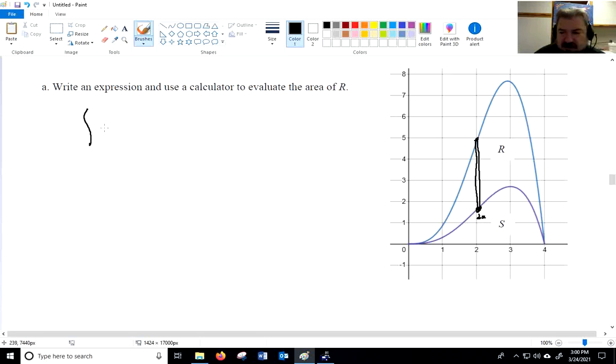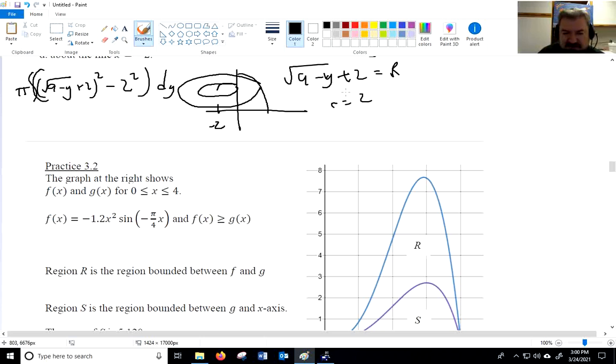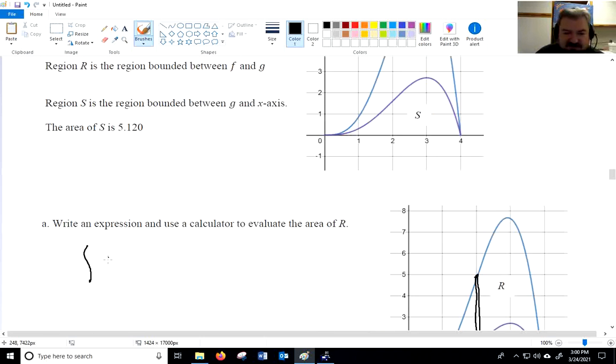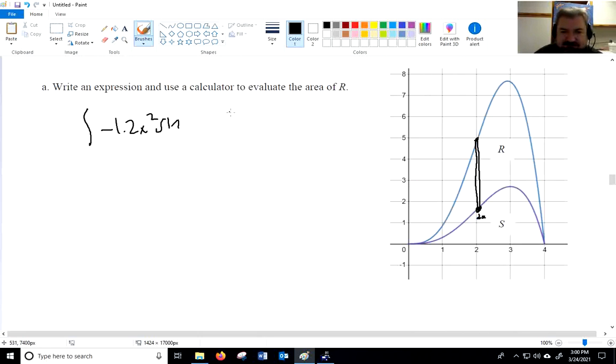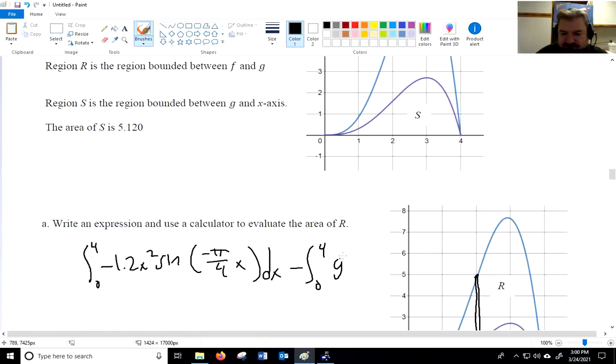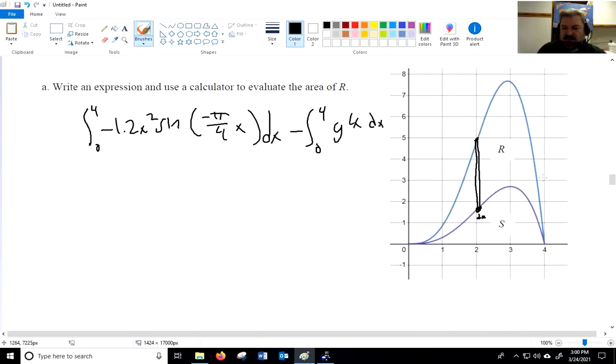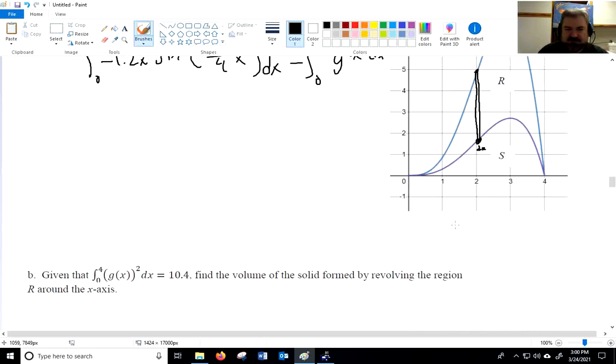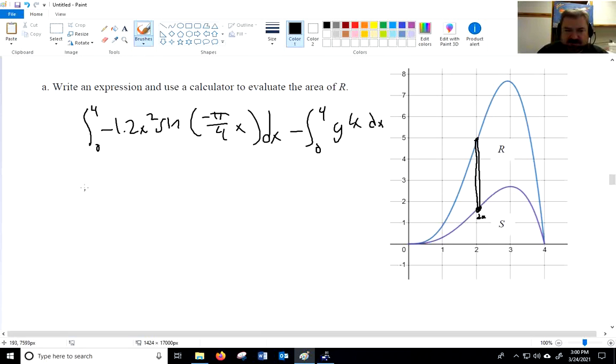So we need the integral of, what is the blue curve's equation? The blue curve's equation is negative 1.2x squared sine of negative pi over 4x, dx, minus the integral from 0 to 4 of the region S, which I'll just call g of x, because I don't know the equation for g of x. But we were told that the area of S is 5.120. So you'll notice I wrote this split up, not combined, and I did that for a reason.